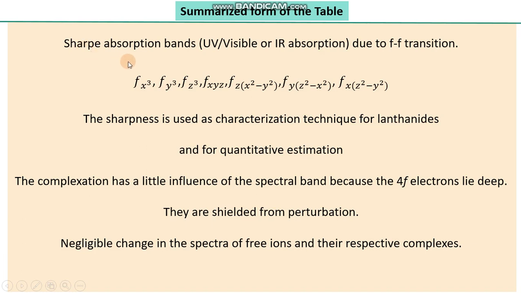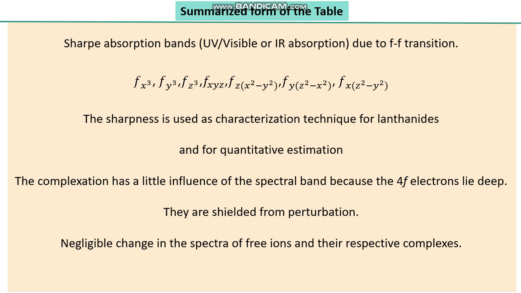Now the absorption spectra of lanthanides are sharp. Why is this sharp? This is because of f-f transitions, and this sharpness for lanthanides can be used as a characterization tool in their complexes and in their ions. So this sharpness is actually a technique which can also be used for quantification of these lanthanide elements or lanthanide species, and the sharpness cannot be obtained for other elements like d block or any other series in the periodic table.